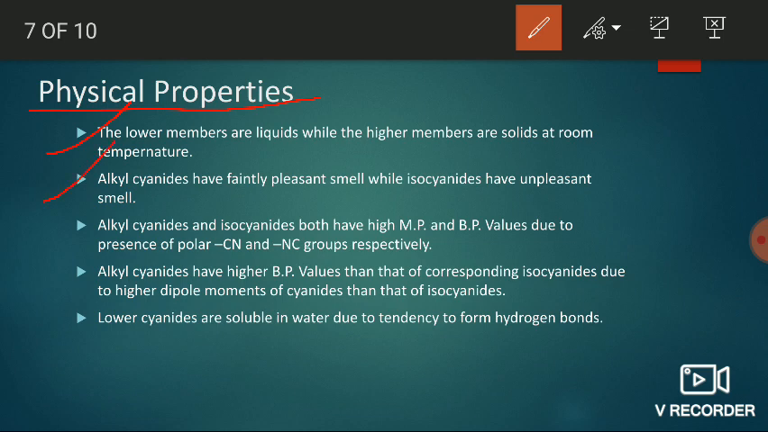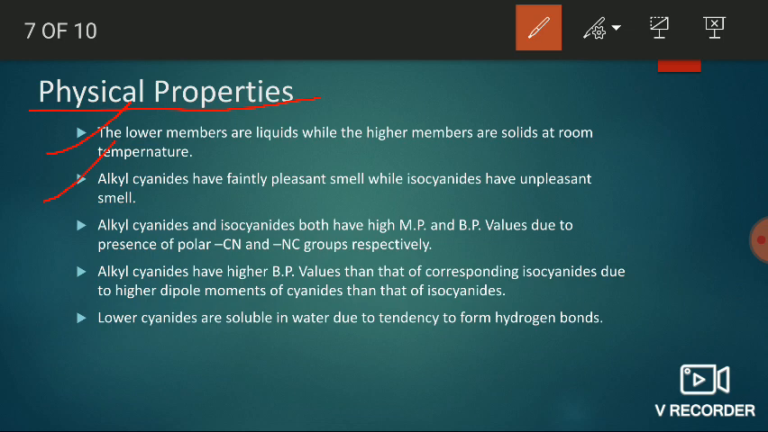Next, odor or smell. Generally, alkyl cyanides have a faintly, somewhat pleasant smell, but isocyanides have an unpleasant smell, a foul smell. This is the smell of the compounds.